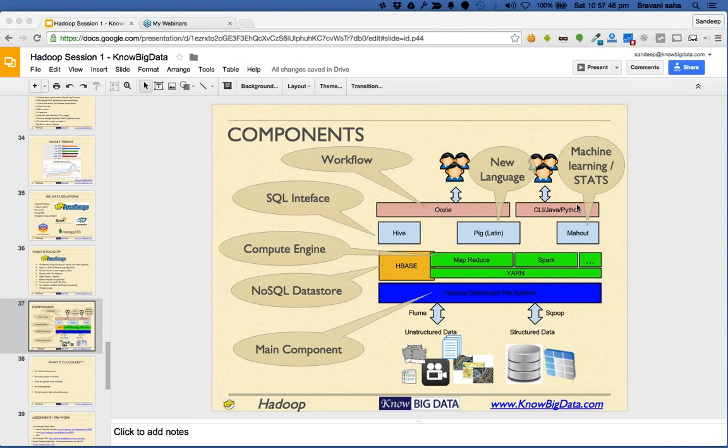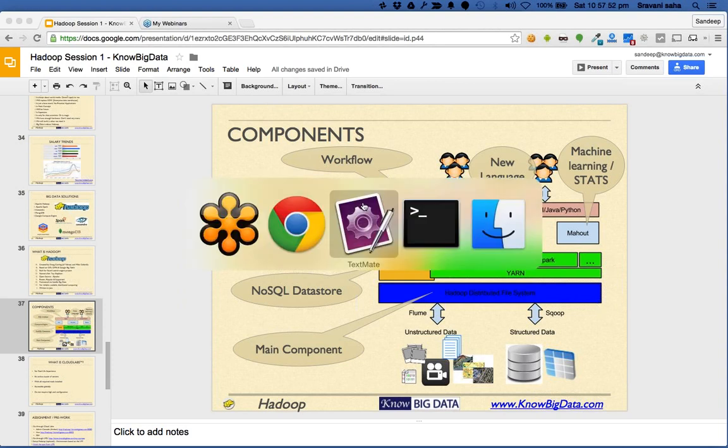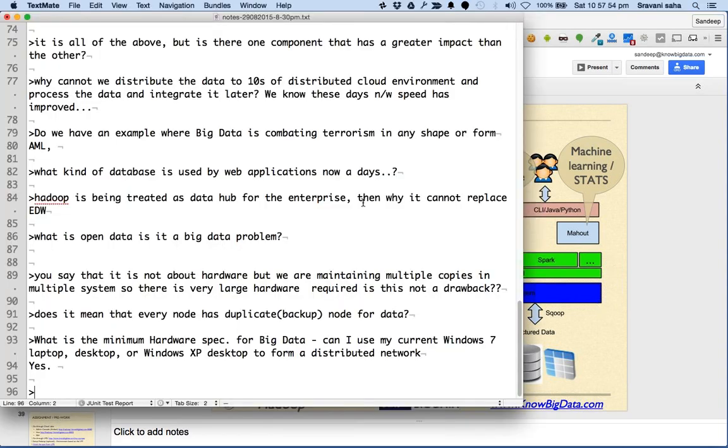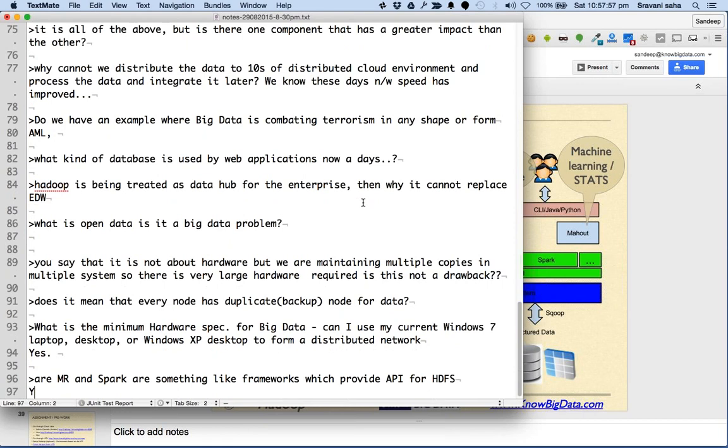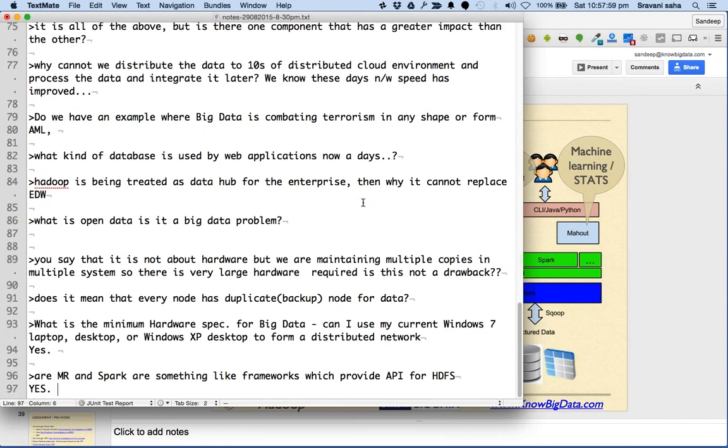So Karthik's question is, are MR and Spark something like a framework which provides an API for HDFS? So yes, as well as they provide their own paradigm, like MapReduce. In the case of Spark, there are actions and transformations. You have to code in those paradigms, and they make sure that they execute the logic in the most efficient manner on multiple nodes.